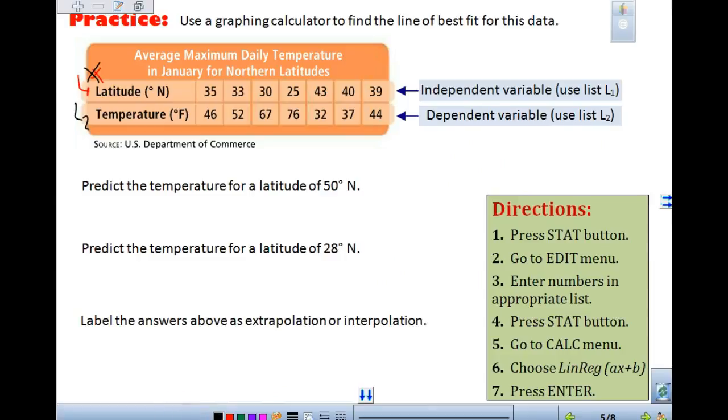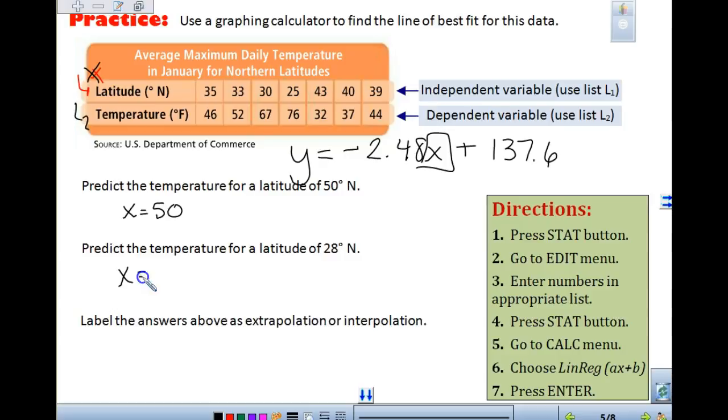28. What would I have my x being equal to? 28. Same equation, right? I'm still going to just be replacing my x value. I'm going to replace my x value with 28, with 50. And then it asks you, are the answers extrapolation or interpolation from our data? 50 would definitely be what? Outside of our data points. Is 28 outside of our data points?